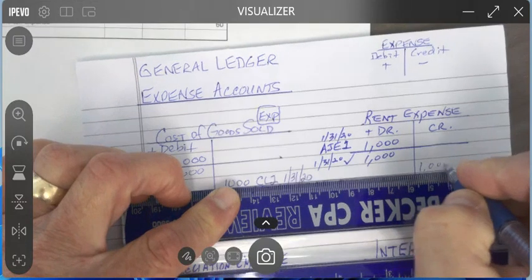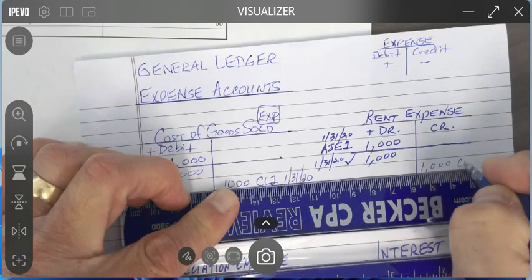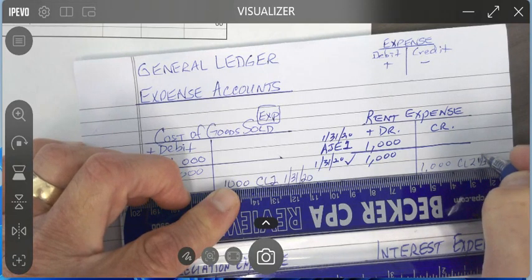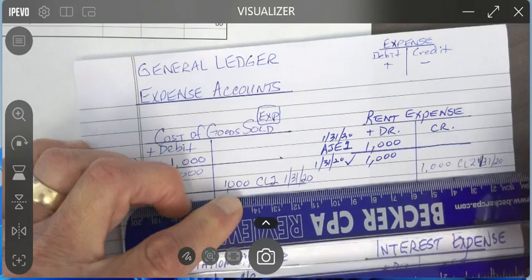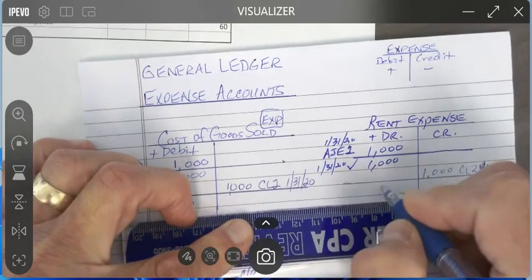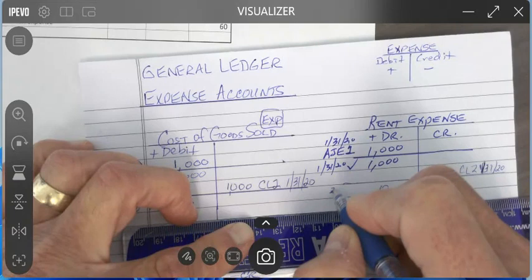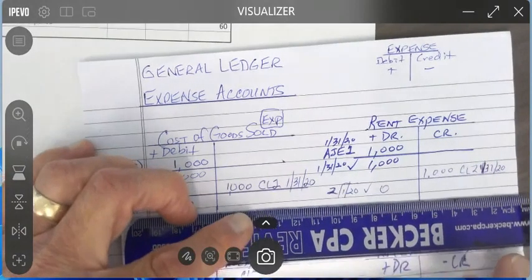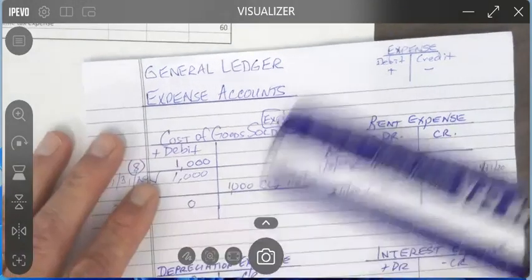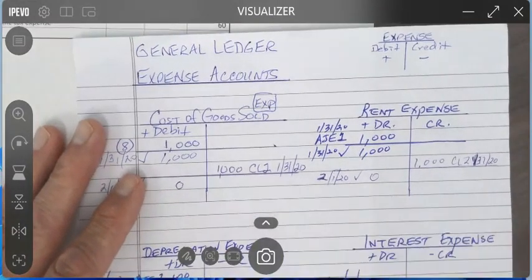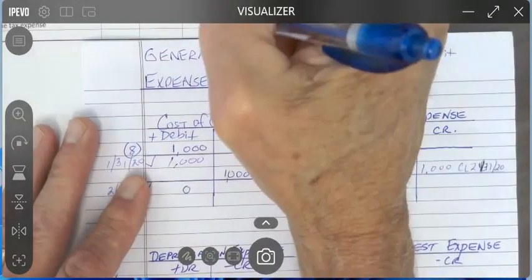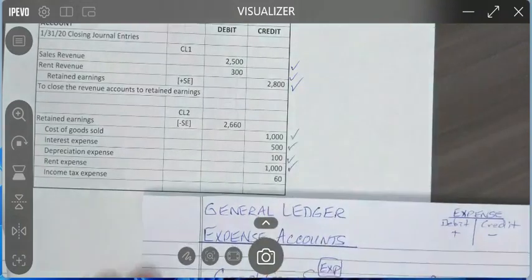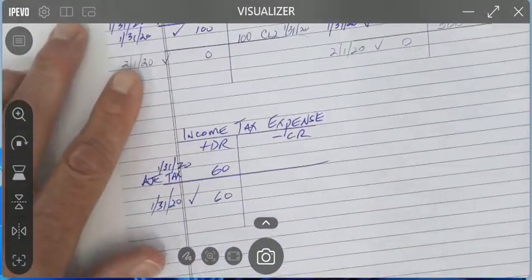Credit it for $1,000. And we now have returned it to 0 at 2/1/20. And we're ready to start adding up rent expense in the next period. All right. So I can now check off the posting of these 4. And income tax expense is our last closing entry.